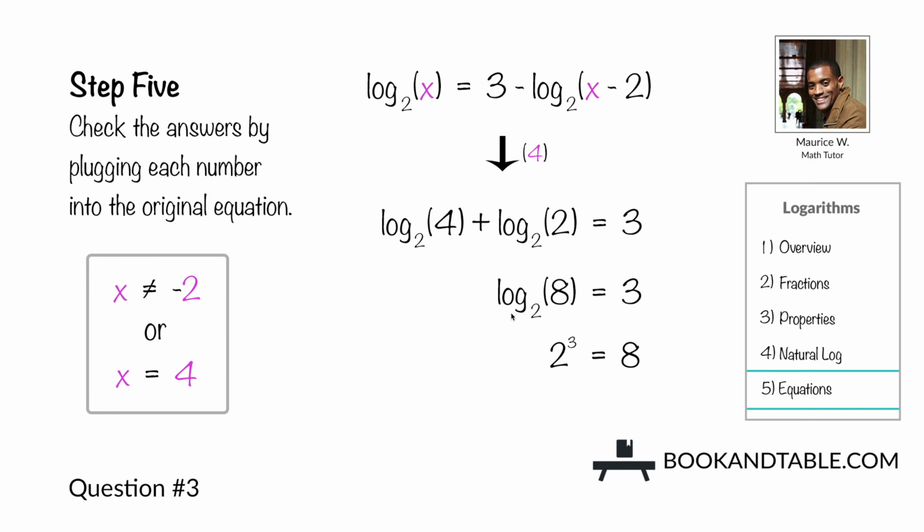So we get log base 2 of 8 is equal to 3. And we want to convert this to exponential form by taking our base of 2, raising it to a power of 3, and setting that equal to the argument 8. And 2 to a power of 3 is equal to 8, giving us 8 is equal to 8, confirming that x does equal positive 4.